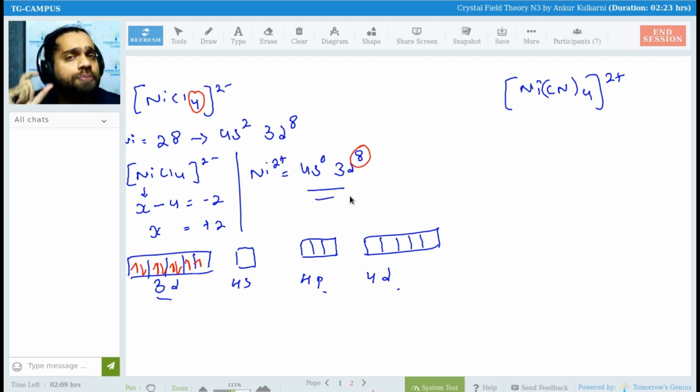Each ligand forms which bond, by the way? Which bond does it form? Covalent, ionic, coordinate.